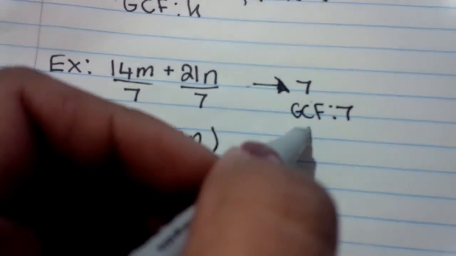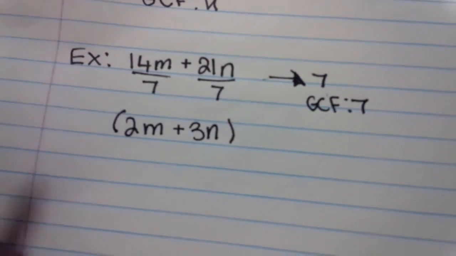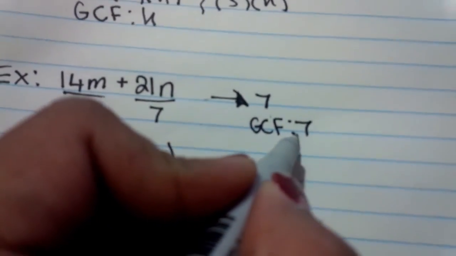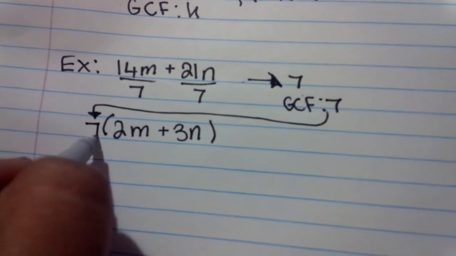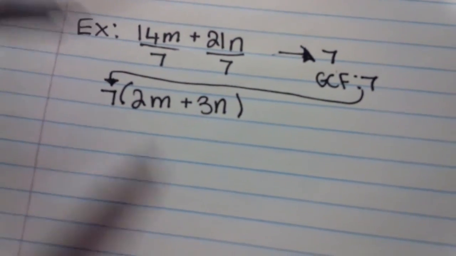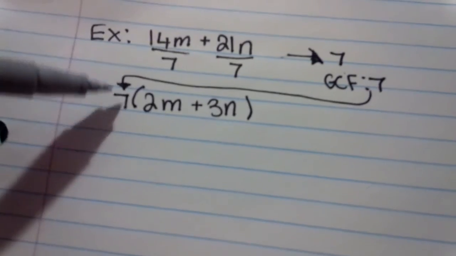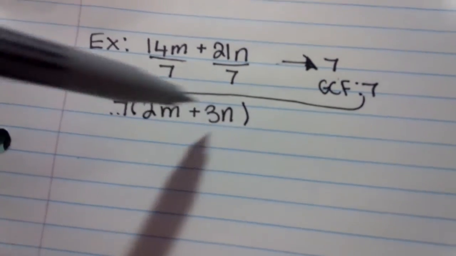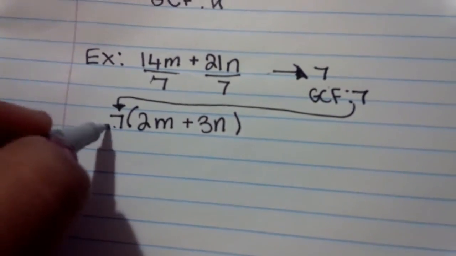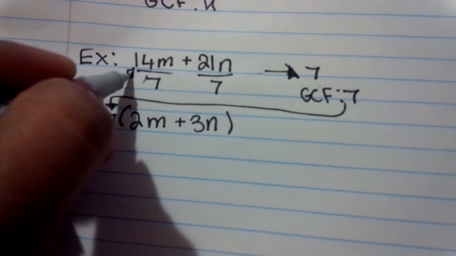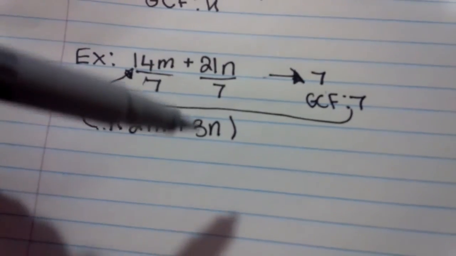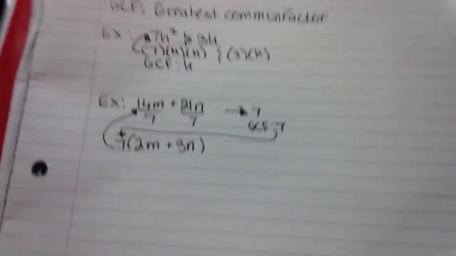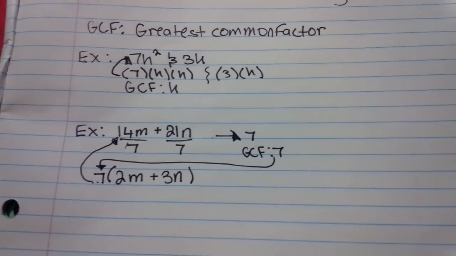But remember that the 7, we factored it out, but that doesn't mean it goes away. So that 7 will go in front of the brackets. So it's going to be 7 bracket 2m plus 3n. That means we have to multiply 7 by everything in the brackets, which will give you the same answer as this. So we know 7 times 2m gives us 14m, and 7 times 3n gives you 21n. And that's it. Let's do one more example before we continue.